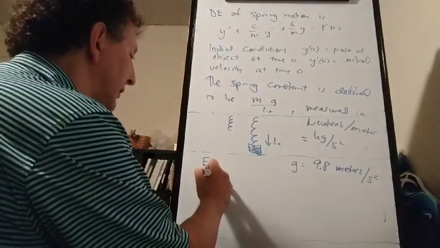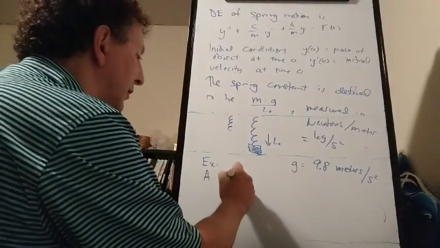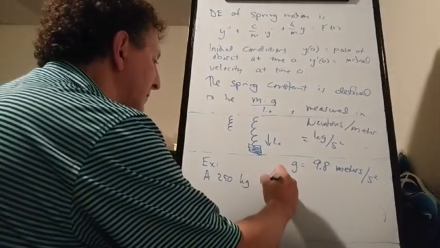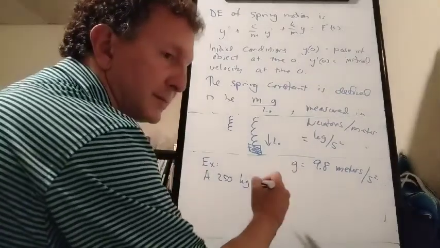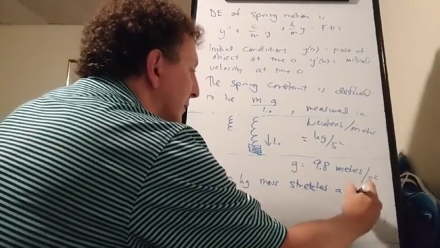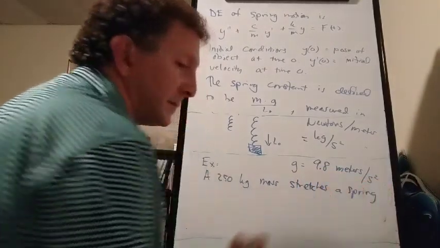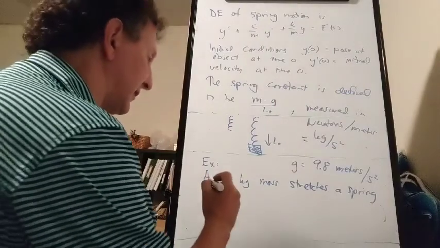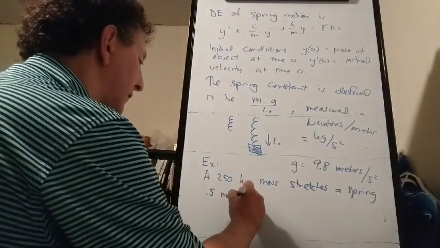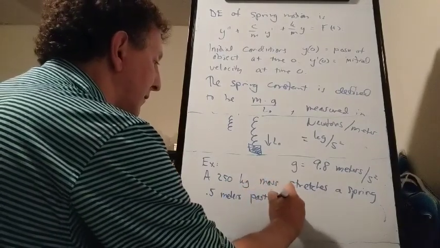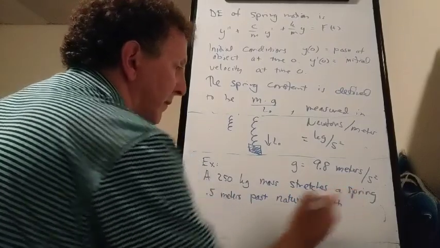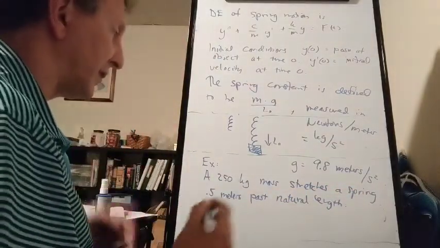So for example, let's say a 250 kilogram mass stretches a spring 0.5 meters past its natural length. So what's the spring constant?